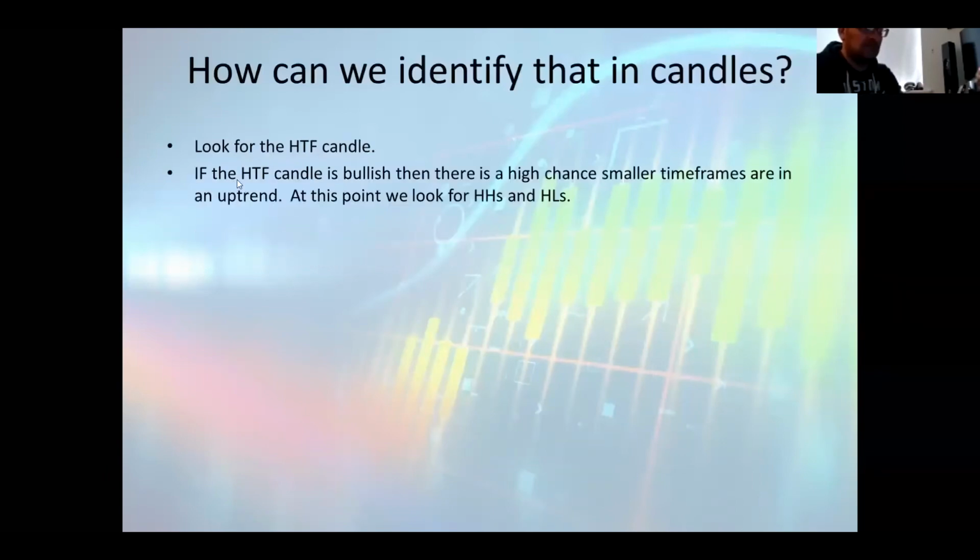If the high time frame candle is bullish, then there's a high chance small time frames are in an uptrend. At this point, we look for higher highs and higher lows. Make sense?